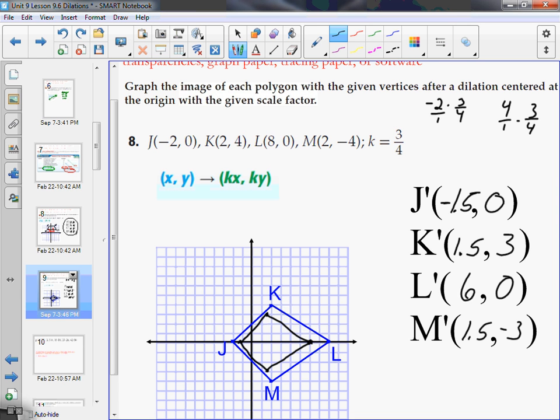Is anybody surprised that the new figure is smaller than the original figure? You shouldn't be. The scale factor was between 0 and 1, wasn't it? So it's got to be a reduction. And it was.